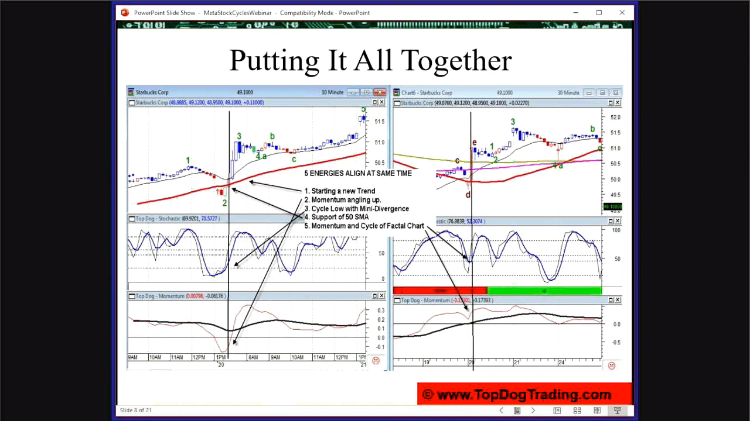So here's how it looks on a chart. All right, so we've given you the concepts. Now, let's say, okay, well, but what does that really look like, Barry? So here's what it looks like.